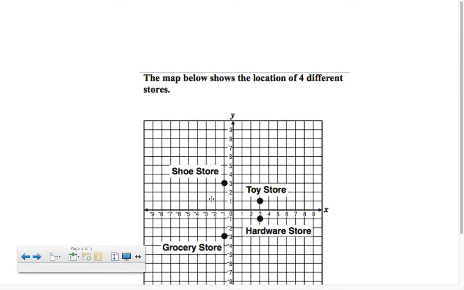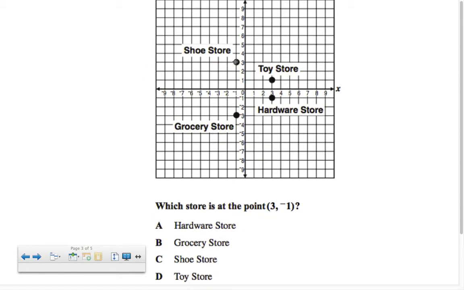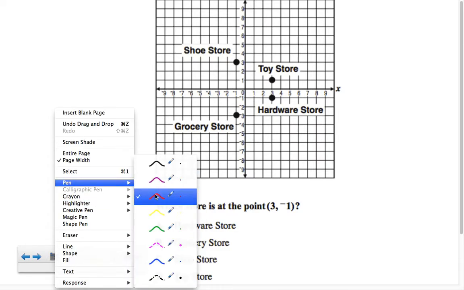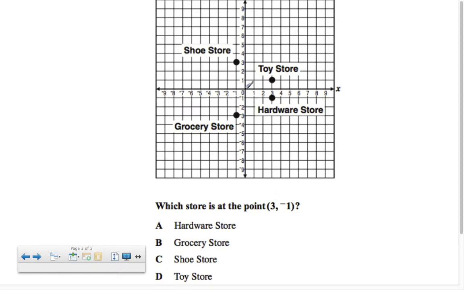The map below shows the location of 4 different stores. The shoe store, the toy store, the hardware store, and the grocery store. Which store is at the point 3, -1? Start at 0. The first number tells you what to do on the x-axis. It says +3, so we move to the right. 1, 2, 3. Then it says after that, -1. The second number is the y-axis. -1 doesn't mean up 1. No toy store. It means down 1 to the hardware store. A is the answer.